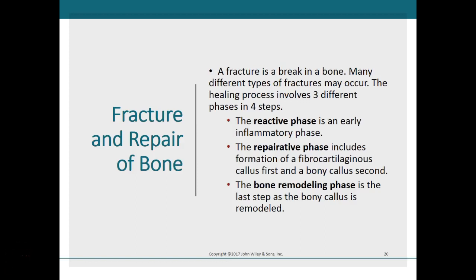A fracture is any break in a bone. Fractures may be named according to their severity, the shape or the size of the fracture line, or perhaps even the physician who first described these types of breaks.